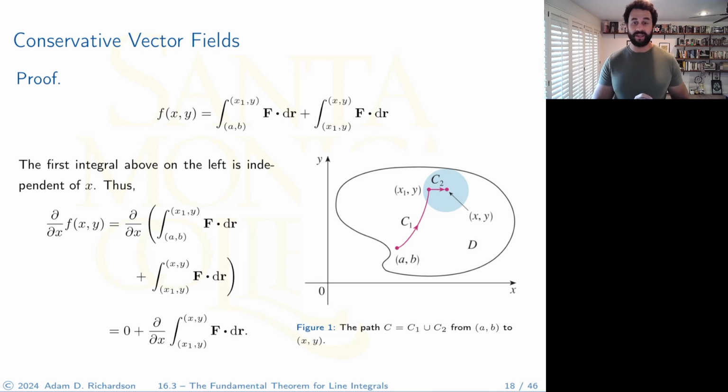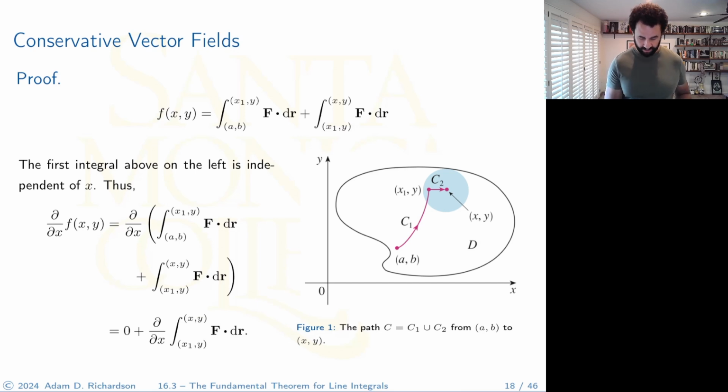Now, here's where things get cool. The first integral right here is independent of x. This integral does not depend on x. You'll notice here, x1 is a fixed point, so it is not varying. This integral does not depend on x, it just depends on y. So consequently, when we compute the partial derivative of this integral, it's going to be 0.